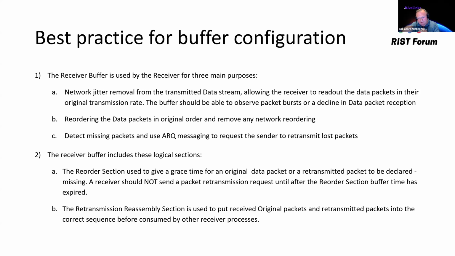Then the second phase is the retransmission reassembly section. Usually it is used to receive the original packets and retransmission packets, put the retransmission packet in place of any lost packet that may be missing, and allow the system to play it out as needed to the receiver on the other end, which might be a decoder or another system that is waiting for the IP packet to arrive.